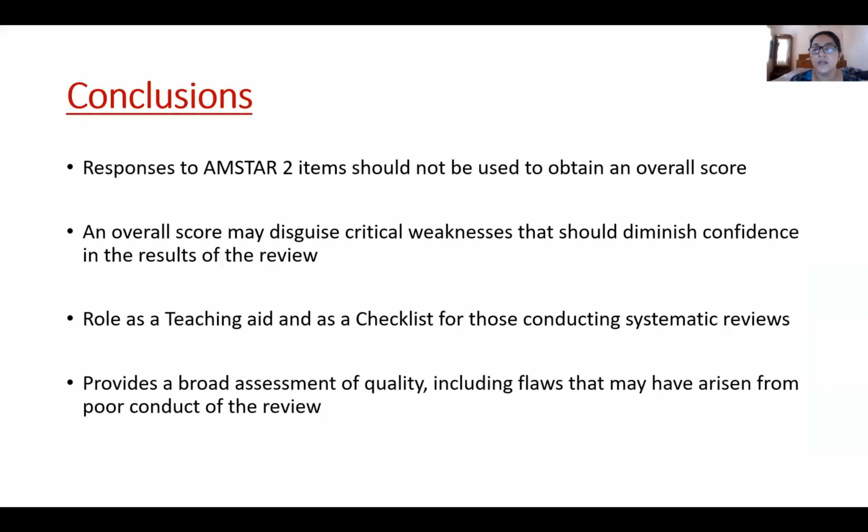So to conclude, the responses to the AMSTAR 2 items should not be used to obtain an overall score. There are 16 domains. For each domain, we will give a rating, whether there is a weakness or there is no weakness. But then at the end, we will not combine all the ratings together to obtain an overall rating. That should not be done for AMSTAR 2, because an overall score may disguise critical weaknesses that may diminish the confidence in the results of the review.